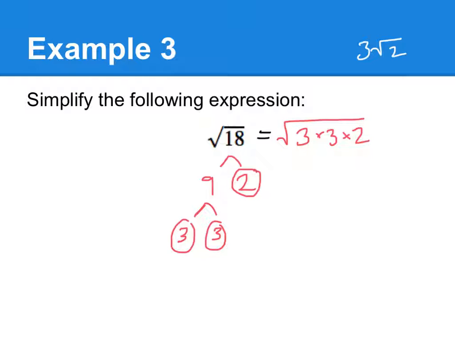Now here's where they had that little fun part where you take them out in pairs. So circle the pairs. Here's one pair. Circle that. This one stays the same. This one is by itself, so that one stays inside. So you rewrite that as, you take one of the 3's out. Only one of them will survive. Only one of them will get outside of the little house. 3 square root of 2.